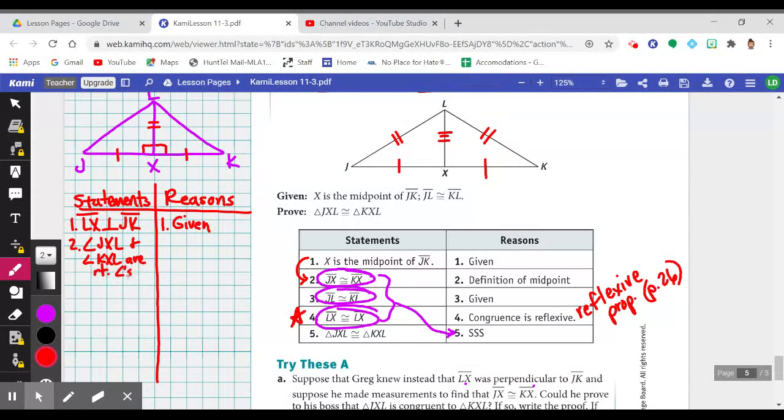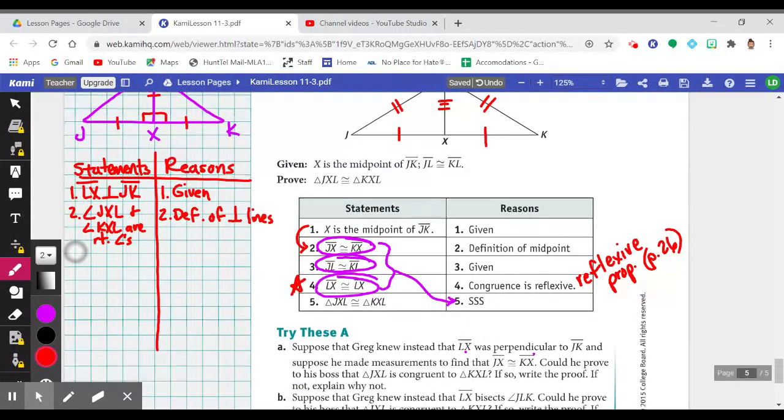And how do we know that? Well, how do I know that this is a 90-degree angle? Well, that's the definition of perpendicular lines. The definition of perpendicular lines states that two lines that intersect form right angles. So how did I know these two angles were right angles? Well, that's what perpendicular means.